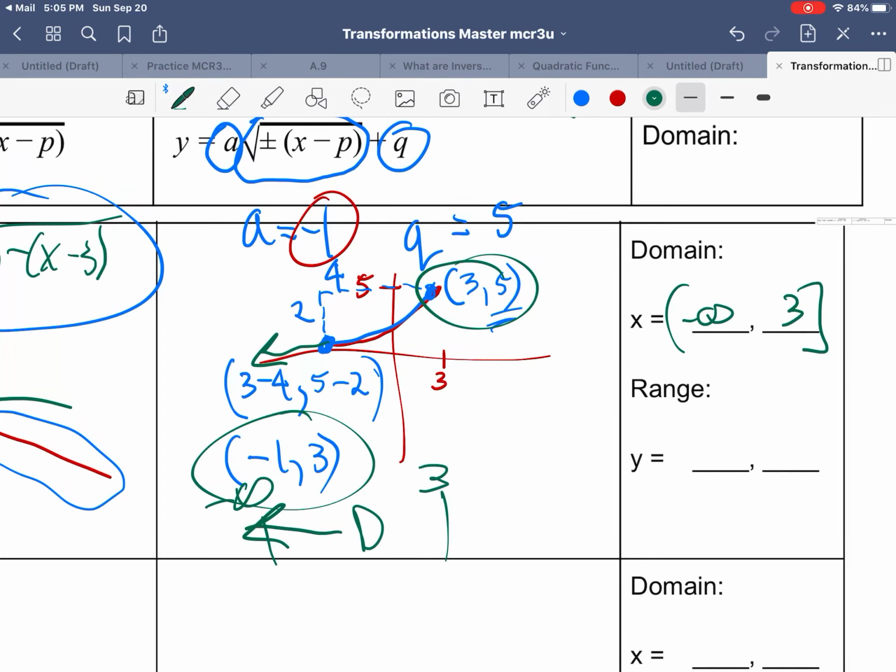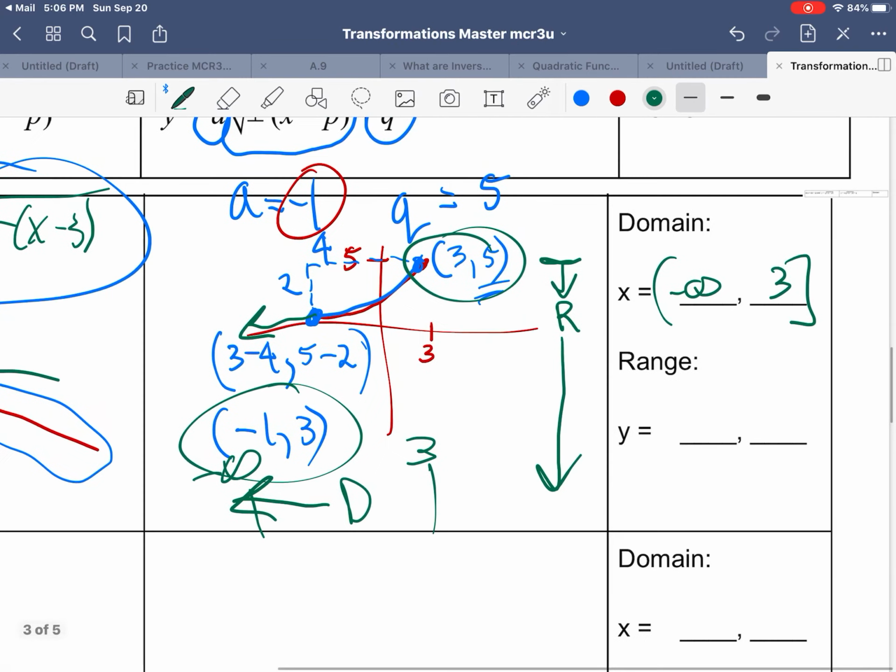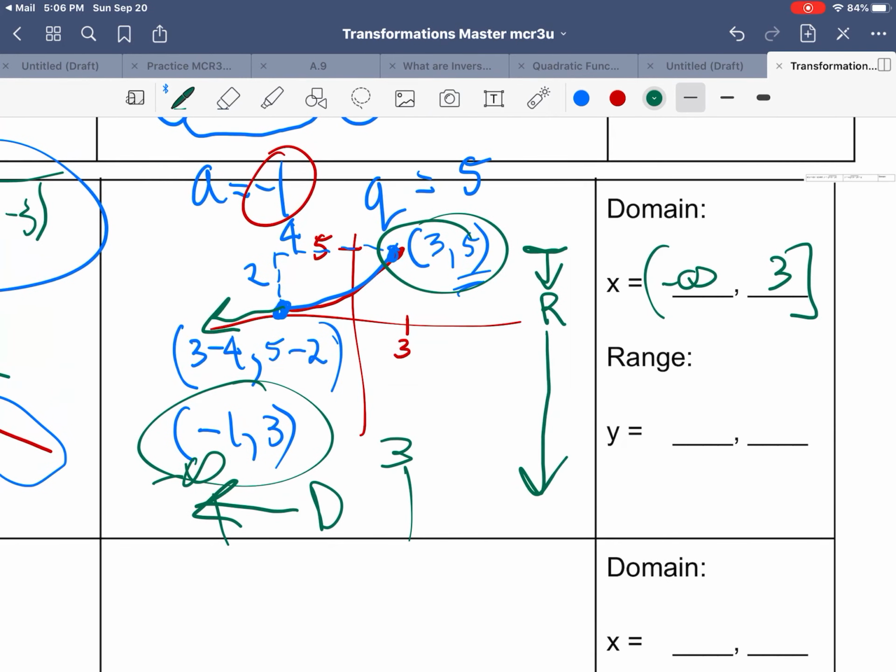Now, what about the range? The range starts at y equals 5, and it seems to go on forever in that direction. So the lowest it goes is, again, -infinity, and the highest it will go is y equals 5. Round bracket, square bracket. Okay, folks, so that's how you do that. That's how you do a square root graph.